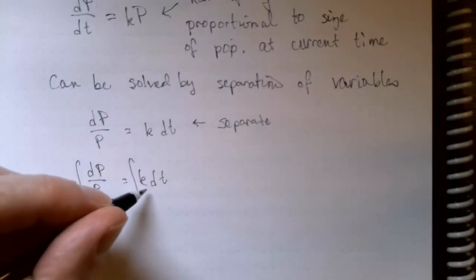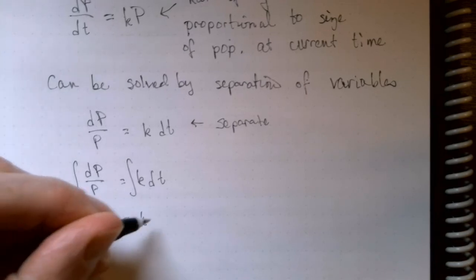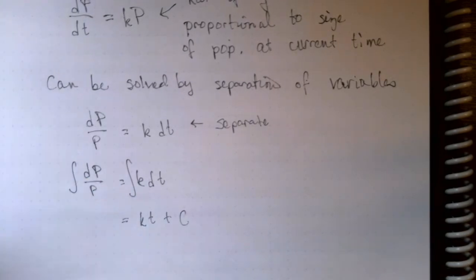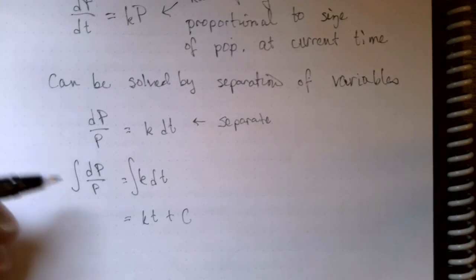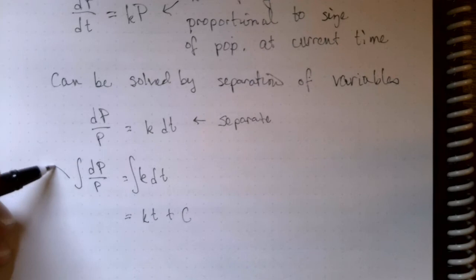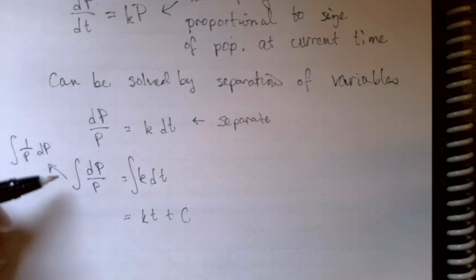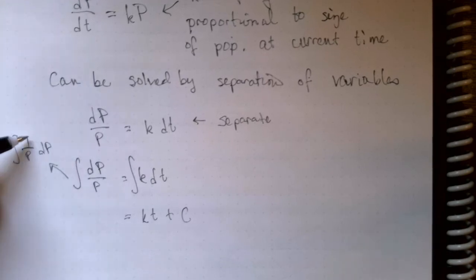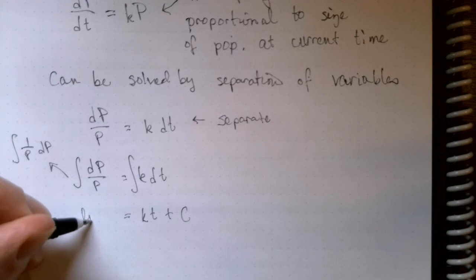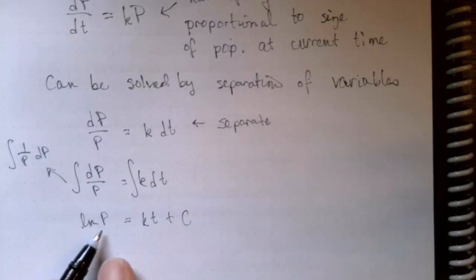Now here we're integrating a constant with respect to t. Kt plus c, that's what I get over here. Now over here, I'm integrating the function 1 over p. Perhaps for clarity, I'll rewrite it like this. And we remember from our calculus, you integrate 1 over something, you get ln. Now I don't need to worry about a plus c on this side too, because I already have one over here.